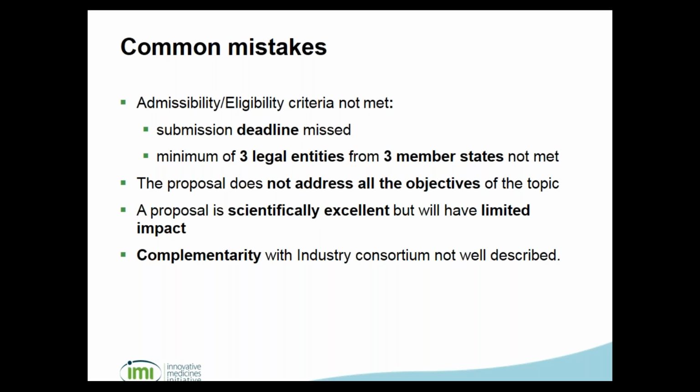We still get emails from people saying, I didn't manage to submit on time, but there's nothing we can do about that. The second one is important. You have to have in your consortium at least 3 legal entities from at least 3 EU member states or Horizon 2020 associated countries. That's an eligibility criterion. If you don't have that, you will not go through to the evaluation.